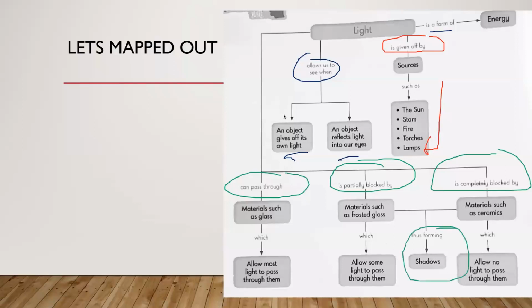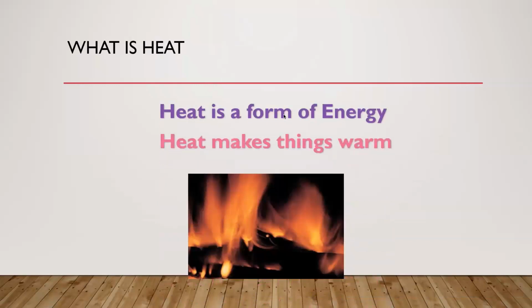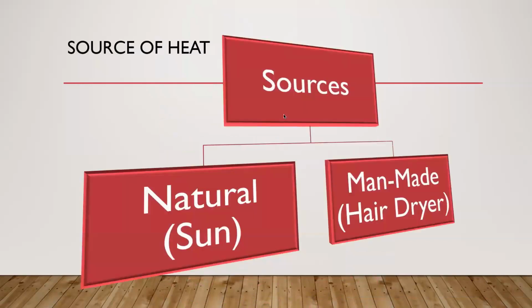Alright, with that, we have finished the chapter on light. Let's look at heat. So what is heat? Heat is a form of energy. Heat makes things warm. Sources of heat are things that give off heat. The sun is our main source of heat and also a natural source of heat.